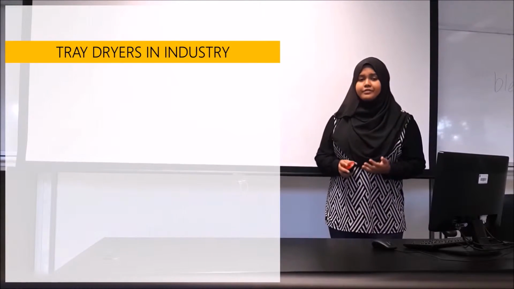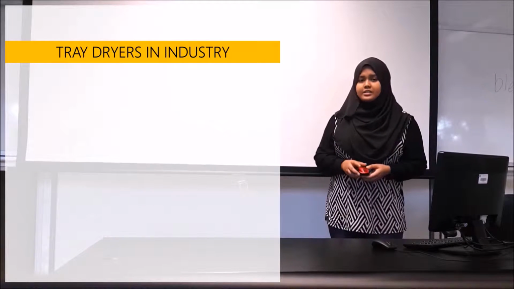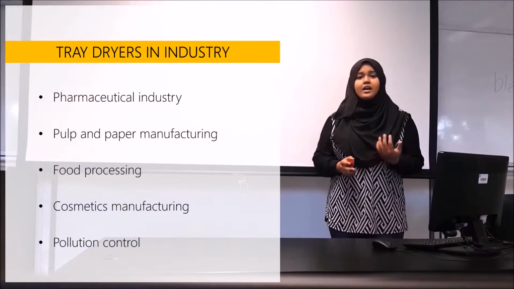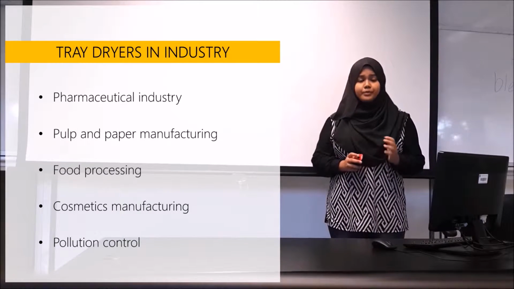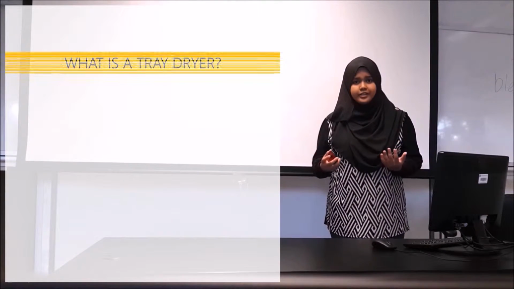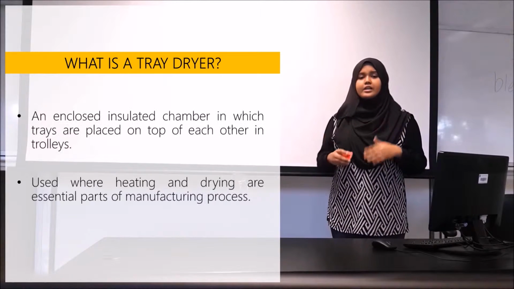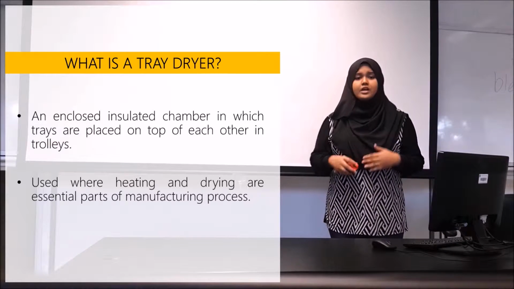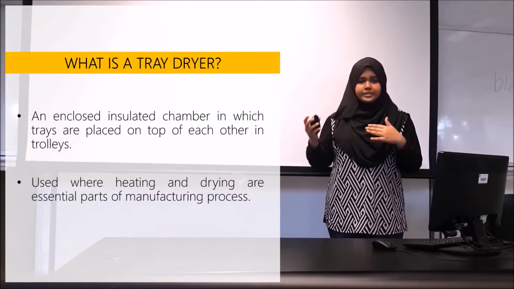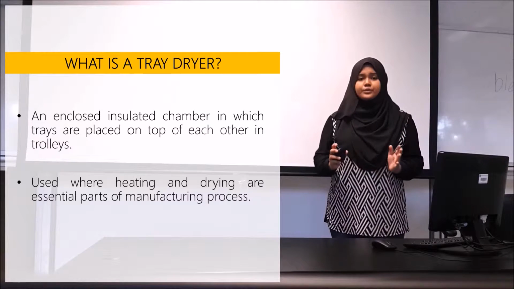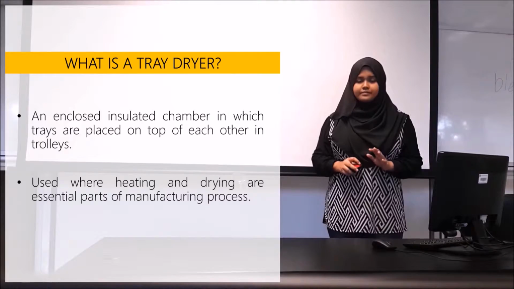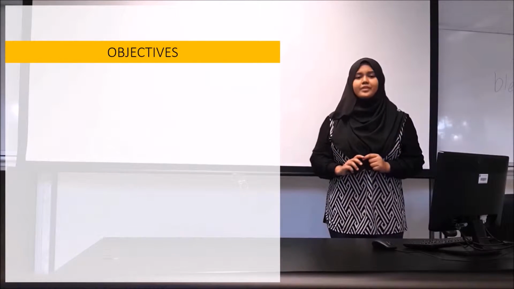Trade dryers are important devices in every industry, such as the pharmaceutical industry, pulp and paper manufacturing, food processing, cosmetic manufacturing, and also pollution control. Before that, what is a trade dryer? A trade dryer is an enclosed insulated chamber in which trays are placed on top of each other in trolleys. A trade dryer is used where heating and drying are essential parts of the manufacturing process.